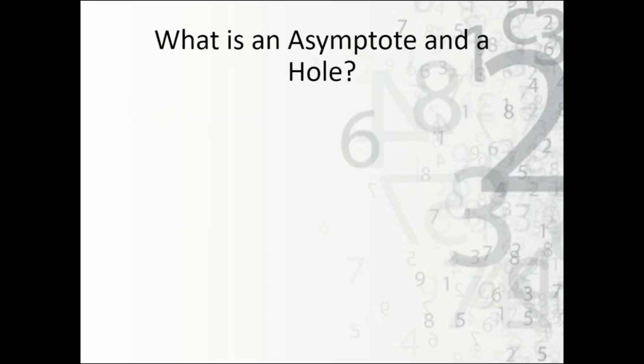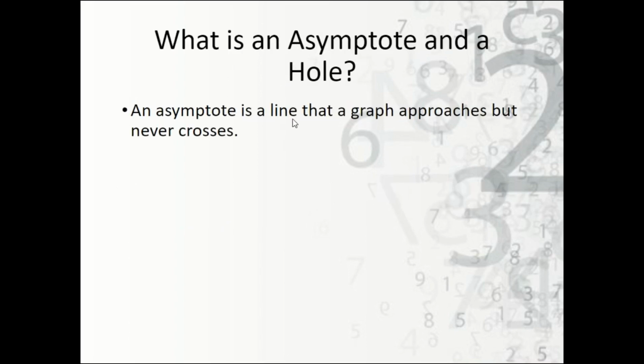Now, what is an asymptote and a hole? An asymptote is a line that the graph approaches but never crosses. An example of this would be 1 over x minus 1. And we can say that it has an asymptote at x equals 1, because anytime the denominator equals 0, that's a spot where it would be undefined, because now we're dividing by 0. And remember from closure, anytime we divide by 0, we have an undefined value. So it's undefined at this point, so we create an asymptote there.